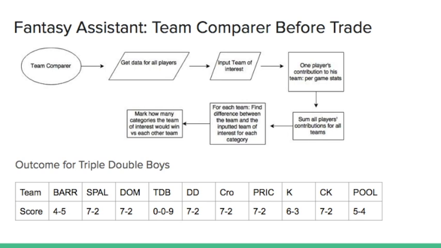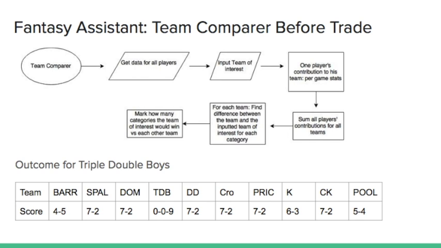The next feature of the Fantasy Assistant is its trade analyzer. The first step to analyzing a trade, however, is seeing how your team compares to the other teams before the trade. So the way the Fantasy Assistant compares teams is by first getting data on all the players. Like in the matchup predictor, obviously, that's a step that is used for all of them. Next is to input the team of interest.